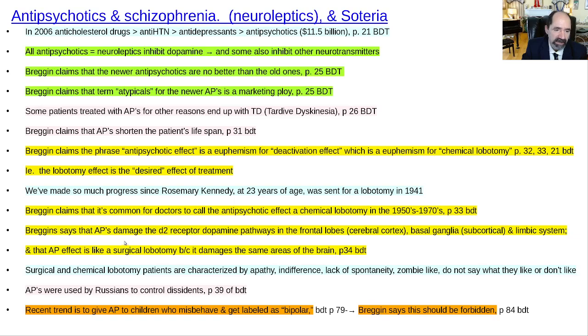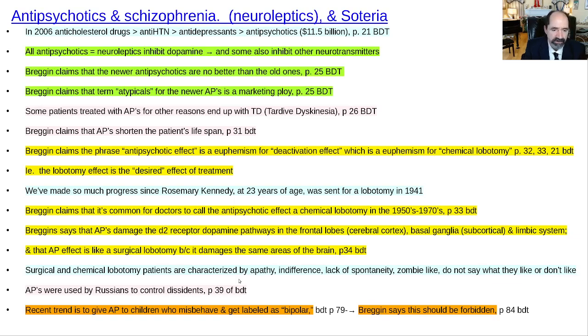Breggin says the antipsychotics damage the D2 type dopamine receptor in the frontal lobes, significantly blocking neural connections to the frontal lobe, cerebral cortex, to the basal ganglia, which is subcortical, below the cortex, and to the limbic system. The limbic system includes the medial temporal lobes. And the antipsychotic effect is, again, like a surgical lobotomy. It damages essentially about the same areas of the brain. He feels it's basically the same thing as a surgical lobotomy. And these patients, again, get apathy. They become indifferent. And that's why they're less annoying to the staff at a mental hospital. They'll just sit in their bed and not do anything rather than potentially be in the hallway and being annoying.